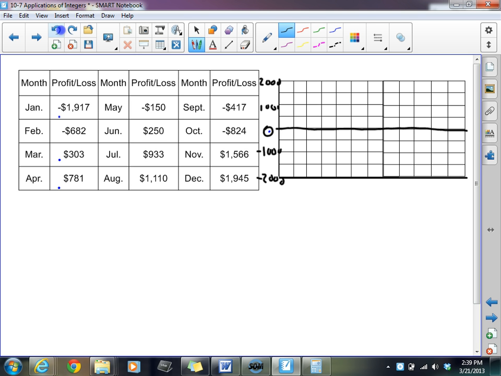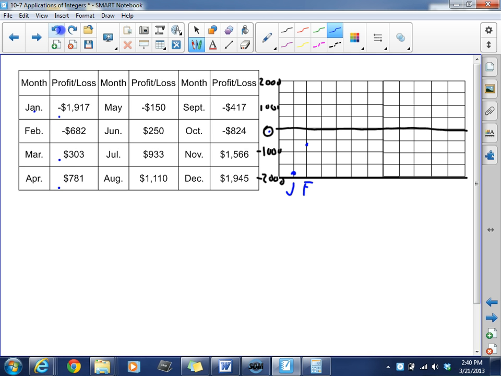Now you see, ladies and gentlemen, our graph is going to be far from perfect, okay? But let's go ahead and try it. So first of all, in January, so I'll put a J down here. In January, they lost, it's a negative $1,900. That's almost $2,000. So we're actually going to put a dot right there because that's almost negative $2,000. In February, they lost $600, so this is February. It's going to be somewhere right about there, okay?